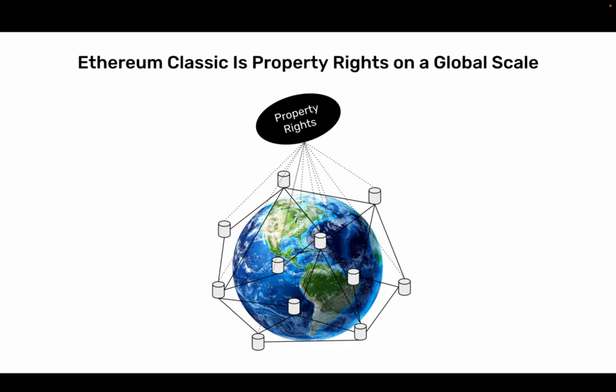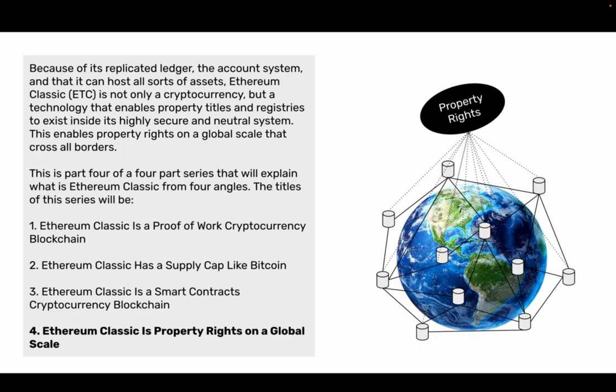Ethereum Classic is property rights on a global scale. Because of its replicated ledger, the account system, and that it can host all sorts of assets, Ethereum Classic (ETC) is not only a cryptocurrency, but a technology that enables property titles and registries to exist inside its highly secure and neutral system. This enables property rights on a global scale that cross all borders.